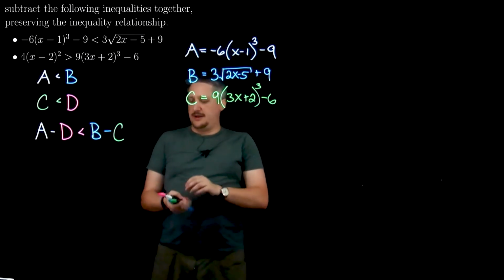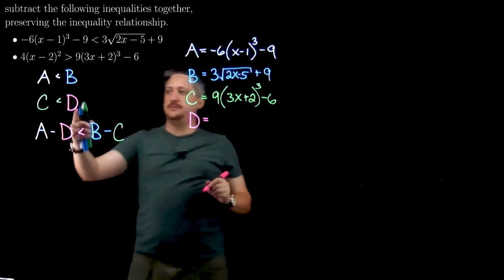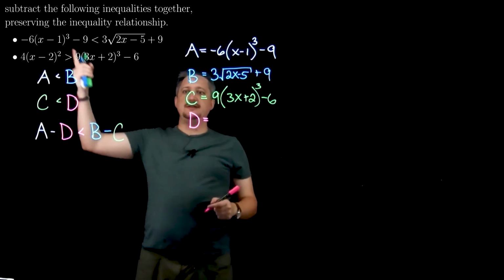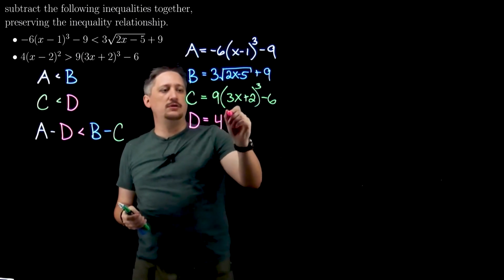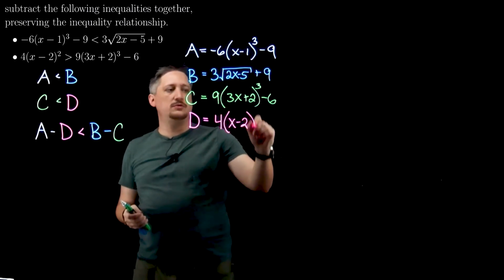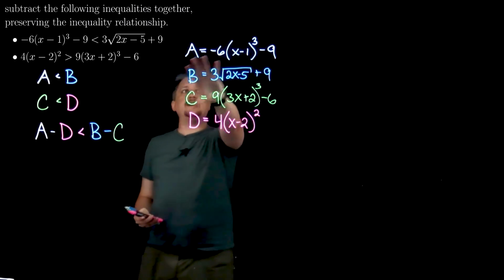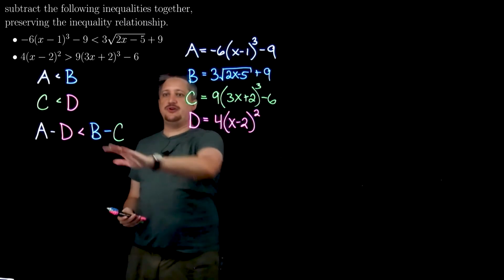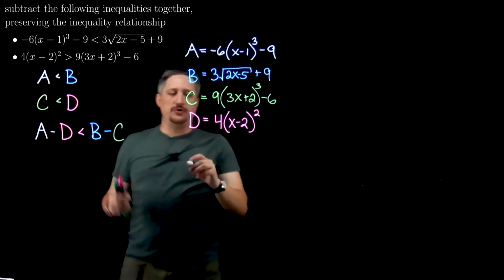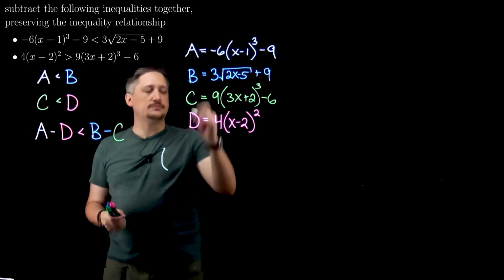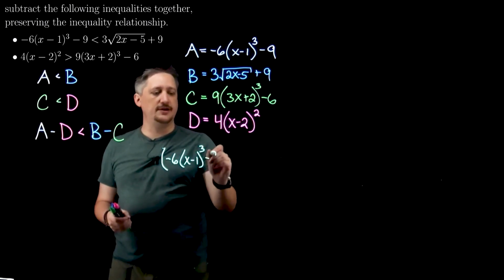Okay, and then last but not least, D. D has to be the thing that is bigger than what I've now labeled C, so that leaves me just, fortunately, the one thing left, right? So I get 4x minus 2 squared. All right, so now that I've done that, now that I have them all defined, I have my relationship, now I can use that and plug in these things, right? So I want to do A first, so A, that is x minus 1 cubed minus 9.